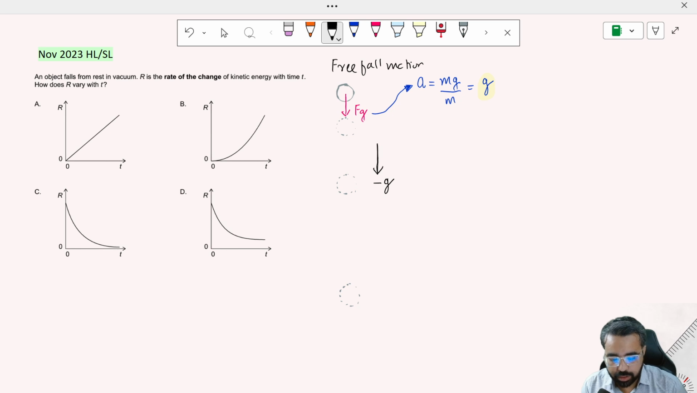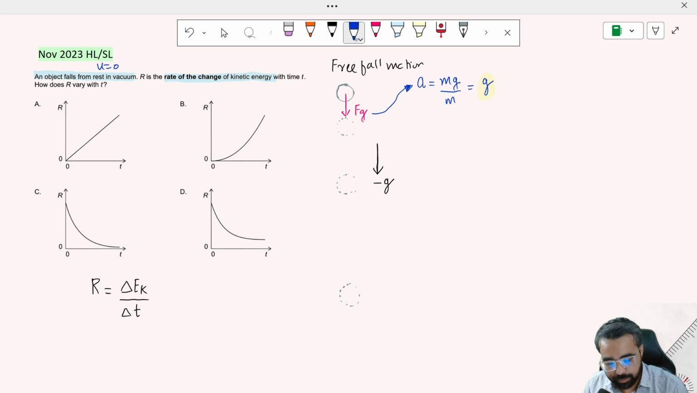So students, in this question we have to find out the rate of change of kinetic energy. Now why am I telling you all of this? Because according to this question, an object falls from rest in vacuum, so its initial velocity is zero. Let me first explain what the rate of change of kinetic energy is. It means how the kinetic energy varies with respect to time when you release a ball.